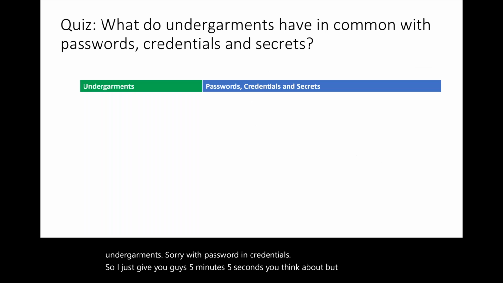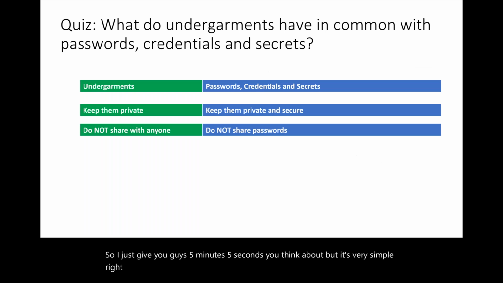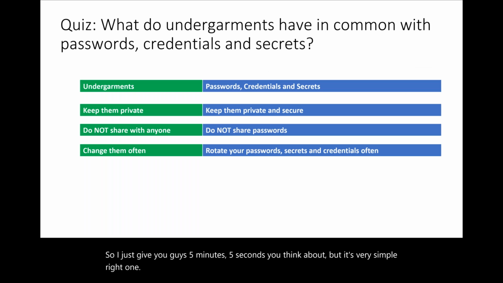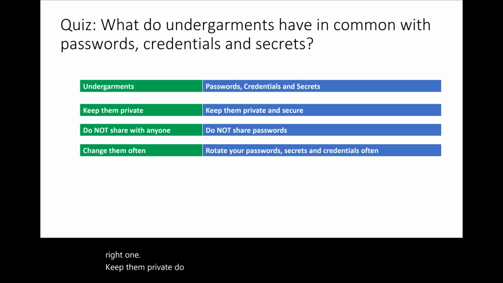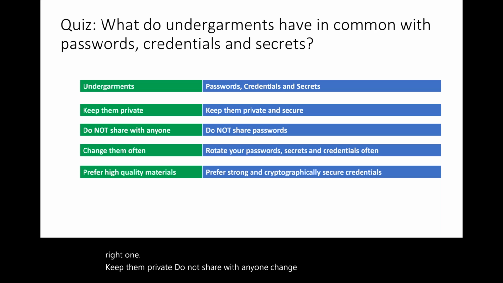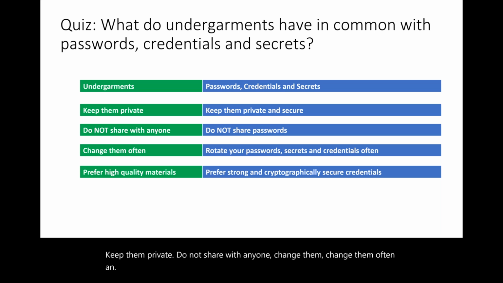One, keep them private. Do not share with anyone. Change them often, and always go for the high quality materials.